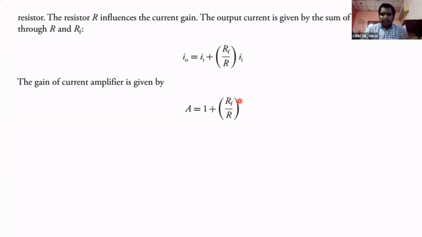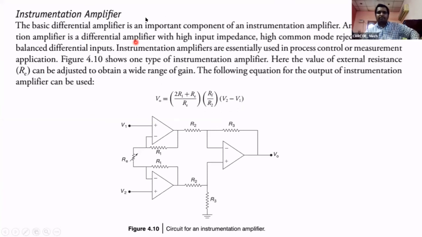Okay, I will end with this section. Now the gain is 1 plus RF by R. This is the gain of the current amplifier. Next we will see the instrumentation amplifier.